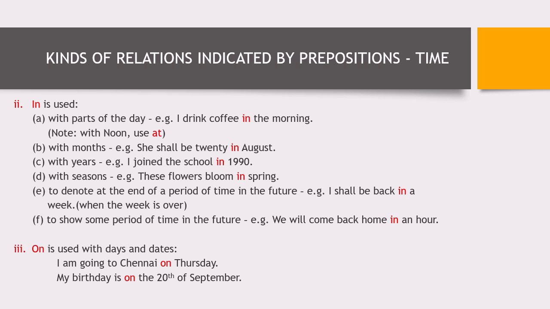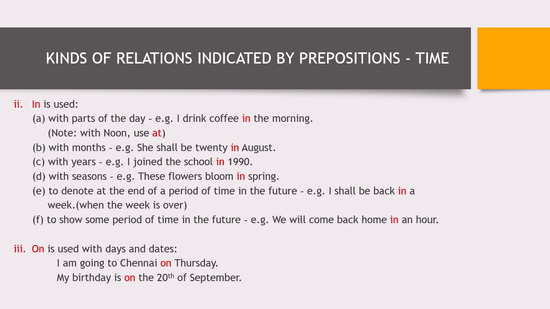Kinds of relations indicated by prepositions. Time. 2. In is used, a, with parts of the day. For example, I drink coffee in the morning. Note. With noon, use at. B. With months. For example, she shall be 20 in August. C. With years. For example, I joined the school in 1990.